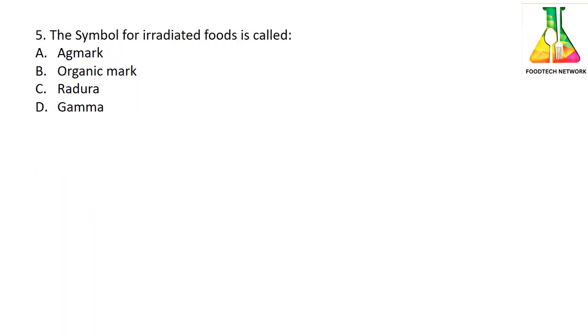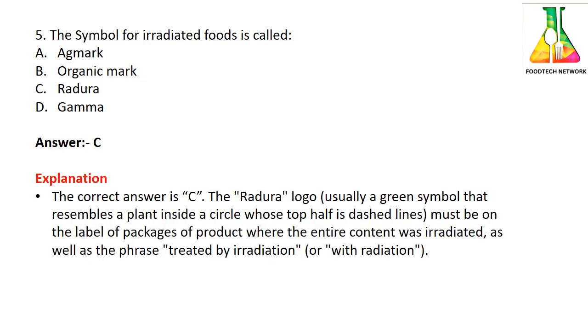The symbol of irradiated foods is called option A, egg mark, option B, organic mark, option C, radura, and option D, gamma. Option C, that is radura. The radura logo must be on the label of packages of food products where the entire content was irradiated, as well as the phrase treated by irradiation or treated with radiation.